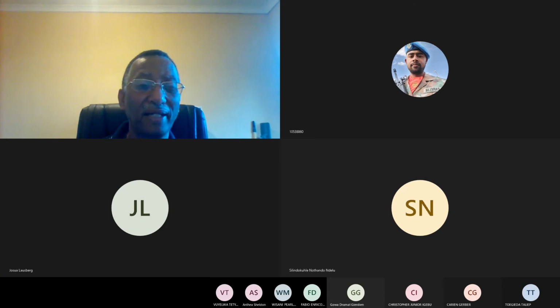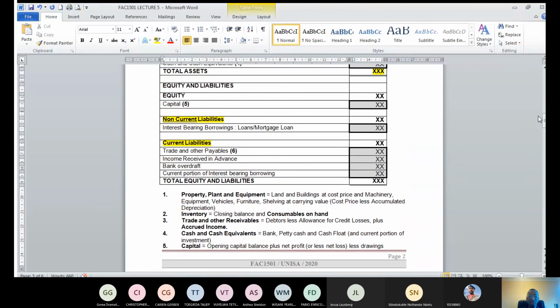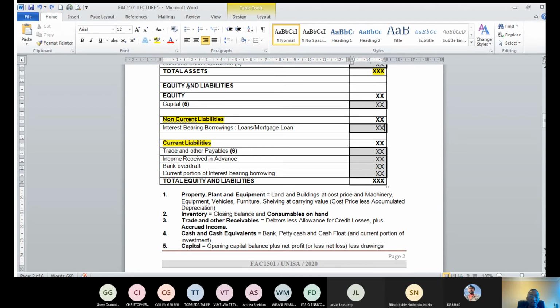I am busy with my liabilities now. So, in my statement of financial position, I will now have non-current liabilities. I've got current liabilities. Current liabilities can consist of my trade and other payables, income received in advance, bank overdraft, and the current portion of my interest-bearing borrowing, which is the short-term portion of my loan. I block all of that, add it up into my current liabilities.